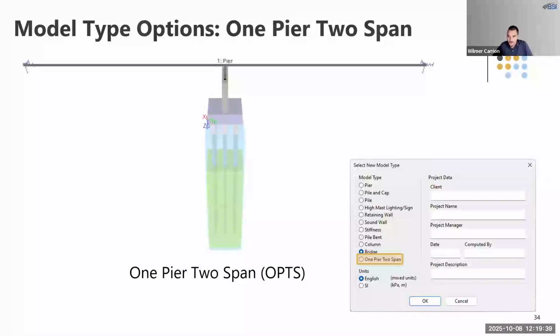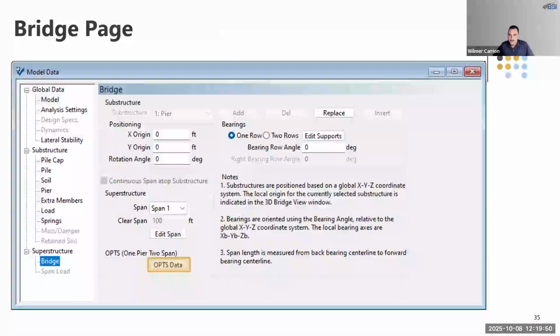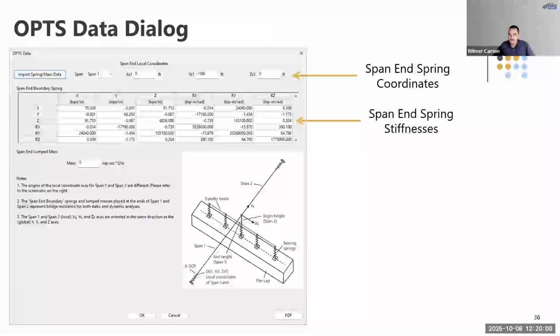In terms of available features in the interface compared to the regular bridge model, the OPS model is similar, but there's one additional dialog specific to this model type that I'd like to show. So on the bridge page again, we will now have access to the OPS data button, which opens up the OPS data dialog. And this dialog allows us to customize all the data relevant to the OPS model, including the global coordinates of the span end springs and the actual stiffness matrix used by these springs.